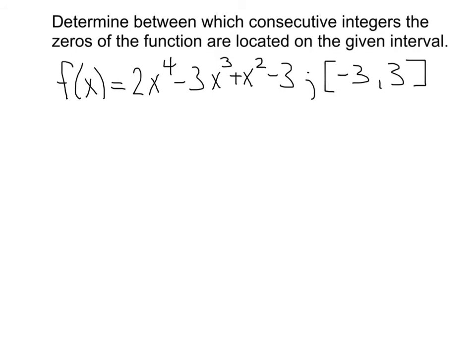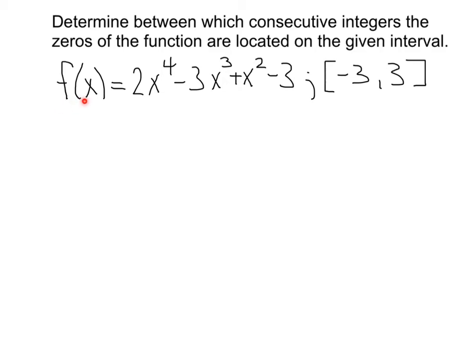Alright, let's do a quick example problem. Here we want to determine between which consecutive integers the zeros of the function are located on the given interval. Remember, consecutive integers are just whole numbers, positive or negative, and consecutive just means in a row, so 1, 2, 3, 4, 5, 6. So between which consecutive integers there is a 0. Remember what we just talked about with the intermediate value theorem. On your graph, when one y value is positive and one y value is negative, then there has to be a 0 in between.